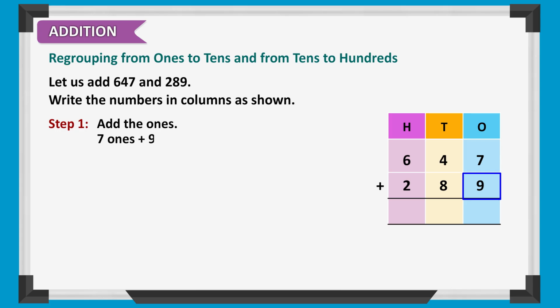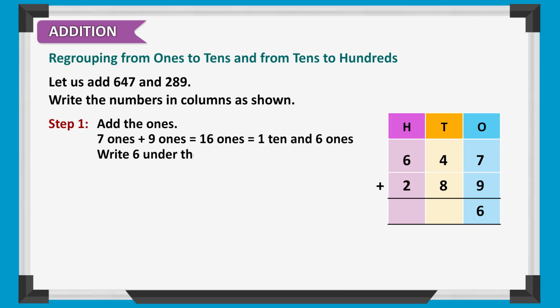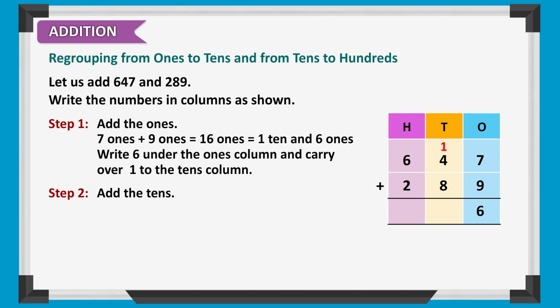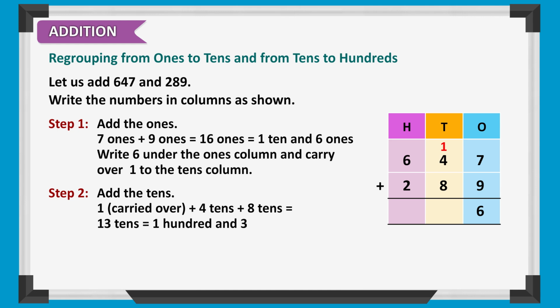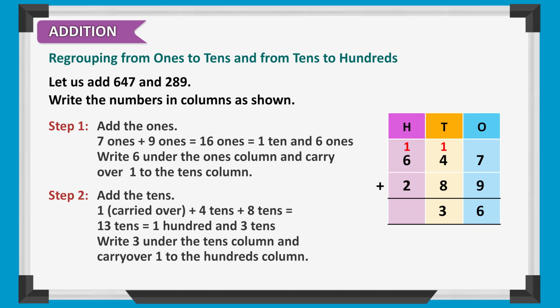7 ones plus 9 ones is equal to 16 ones, which is 1 ten and 6 ones. Write 6 under the ones column and carry over 1 to the tens column. Step 2. Add the tens. 1 carried over plus 4 tens plus 8 tens is equal to 13 tens, which is 1 hundred 3 tens. Write 3 under the tens column and carry over 1 to the hundreds column.